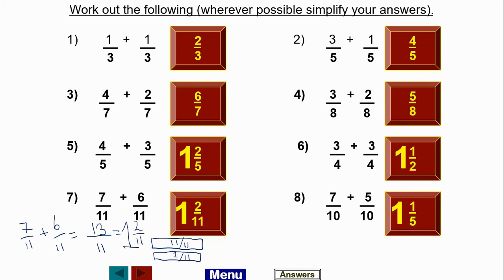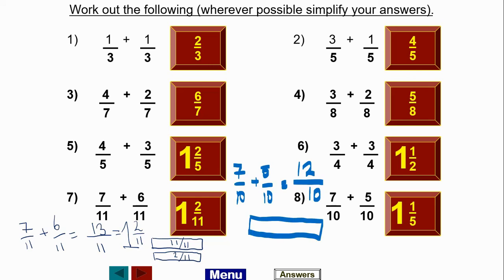Let's have a look at question 8. So I take my 7/10 like that, and I add it to the 5/10 like so. Let's have a look. The top line, 7 add 5 gives me 12. So that's my 12 on the top, and I'm counting how many tenths I've got. So I've now got 12 over 10. I can see that that's the top heavy or an improper fraction. So let's just have a look now at my bars.